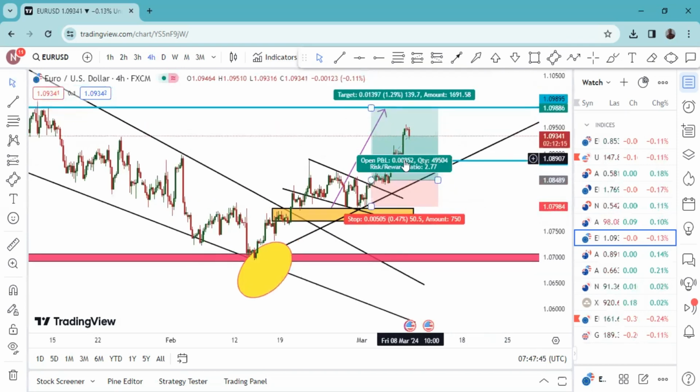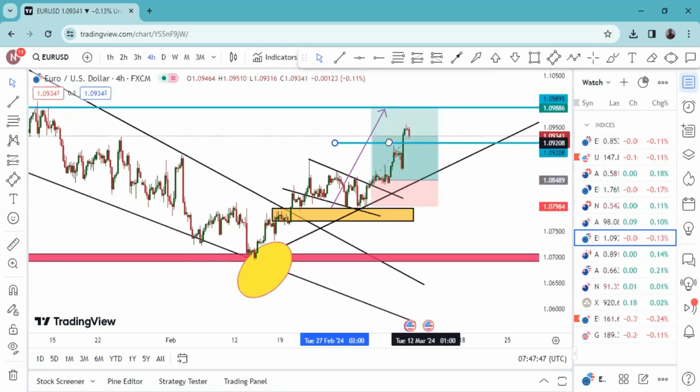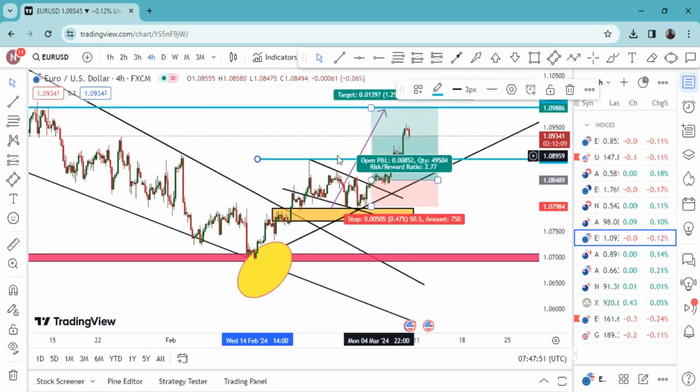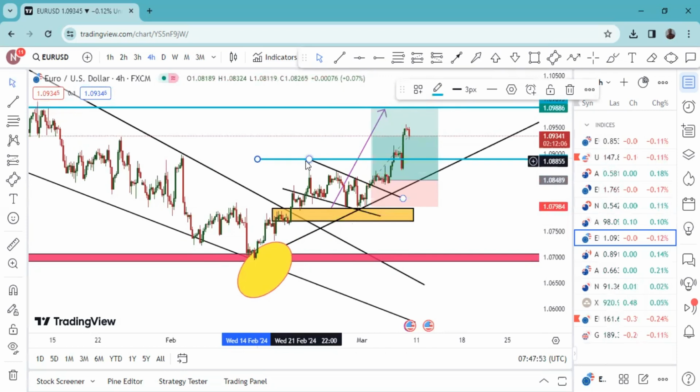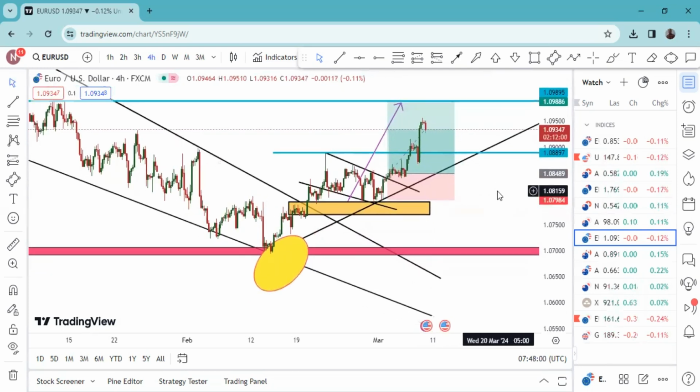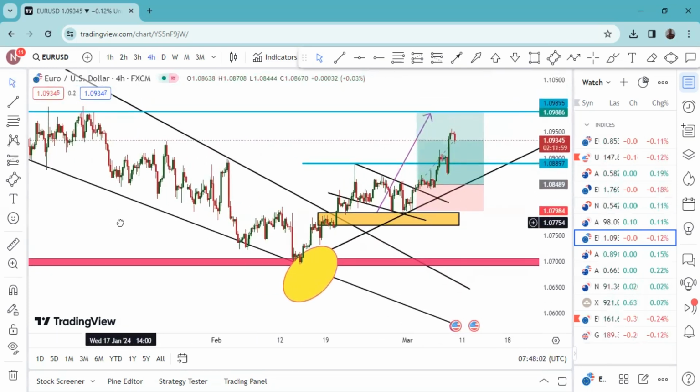I've already taken my TP1 as usual. I usually take my TP1 at this 100% retracement level. Then the market is heading to my TP2. So that's all about Euro USD.